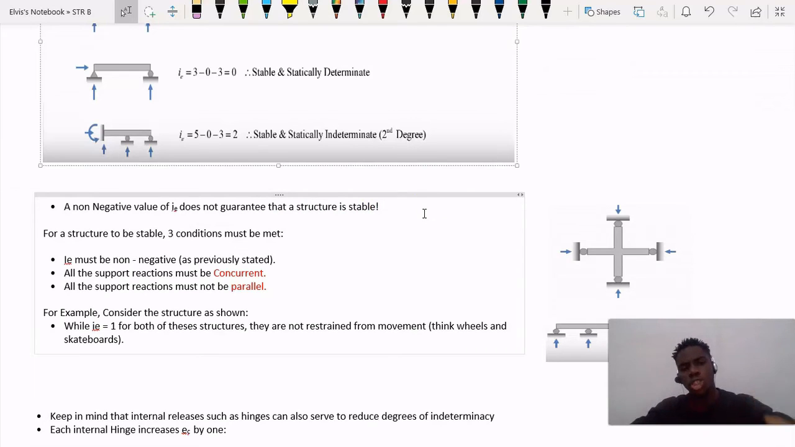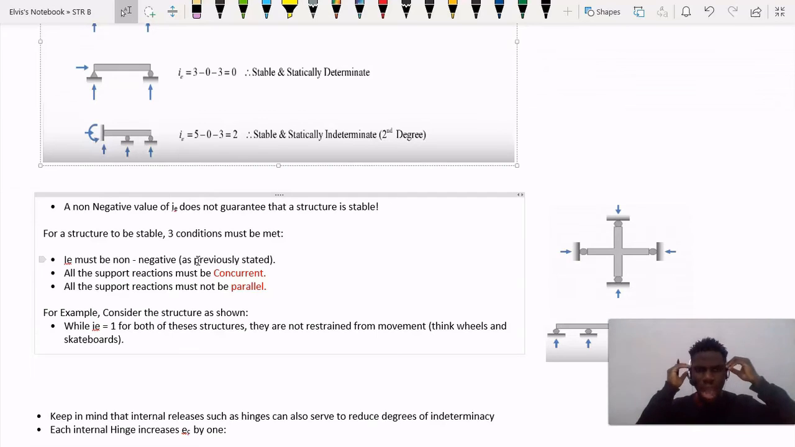For a structure to be stable, 3 conditions must be met. Now guys, pay close attention to this. I sub E must be non-negative. As previously stated, I sub E must be non-negative for the structure to be stable. Also, all the support reactions must not be concurrent.